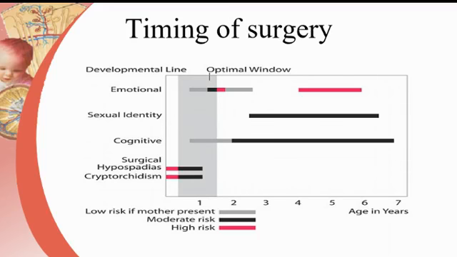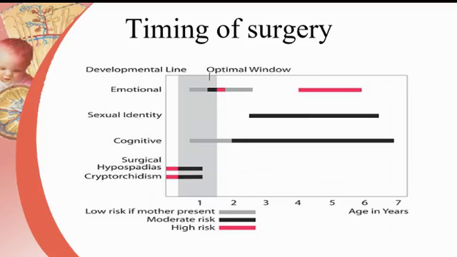Timing of surgery: I prefer to operate them around the age of 1 year. In Western countries, hypospadias is being operated at 6 months to 9 months of age. They have a better development of the shaft of the penis, they have better nutrition, and they heal much better even at that age.